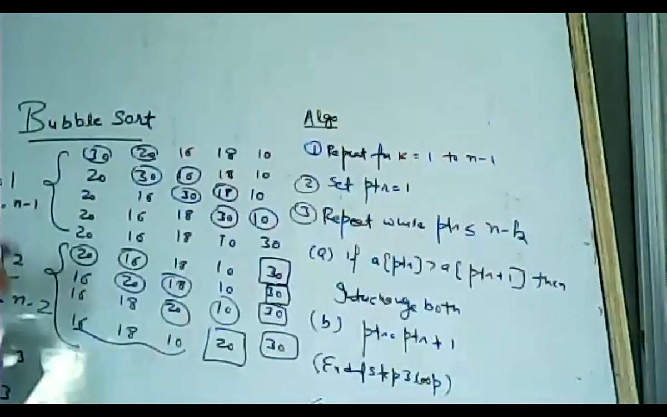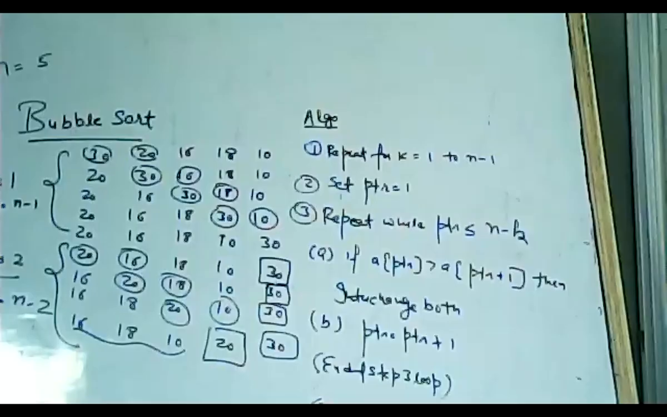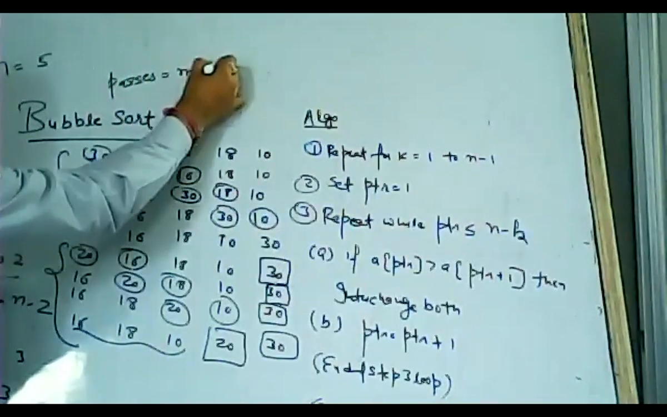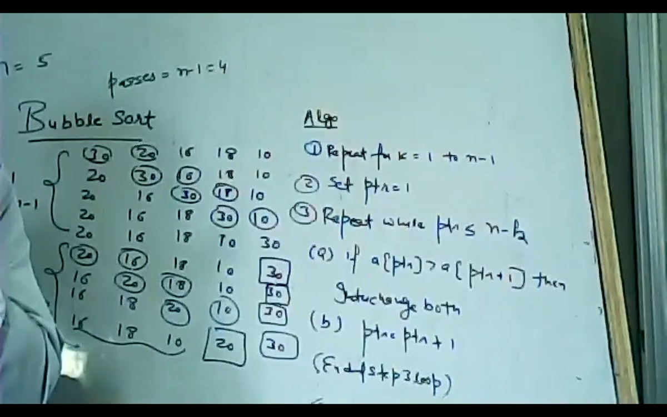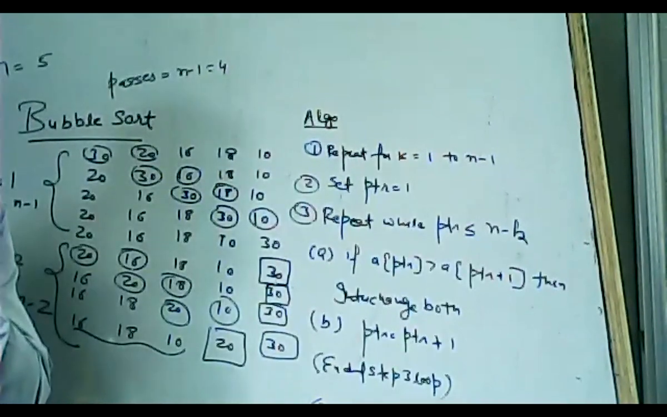Okay, one thing I forgot to tell you. How many elements were there in the array? 5. So how many passes will be there? N minus 1, 4. Why is this so? If you have 6 elements, 5 passes will be there. If you have 8 elements, 7 passes will be there. One less pass will be there always. Why?